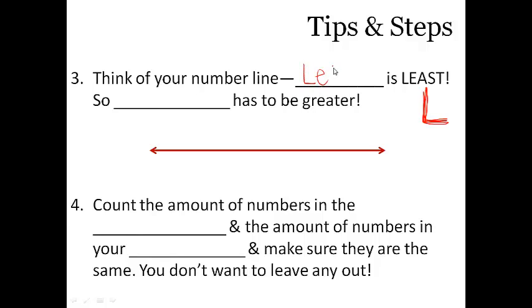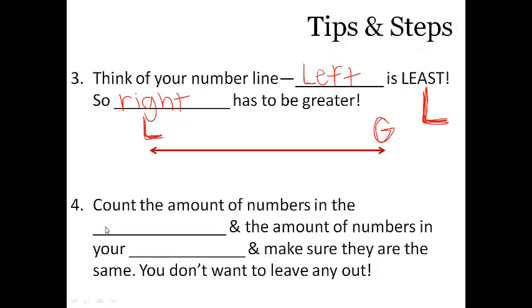So left is least. So if left is least, what has to be greater? If left is over here, and left is least, then right has to be greater. So all of our least numbers are over here and all of our greater numbers are over here.